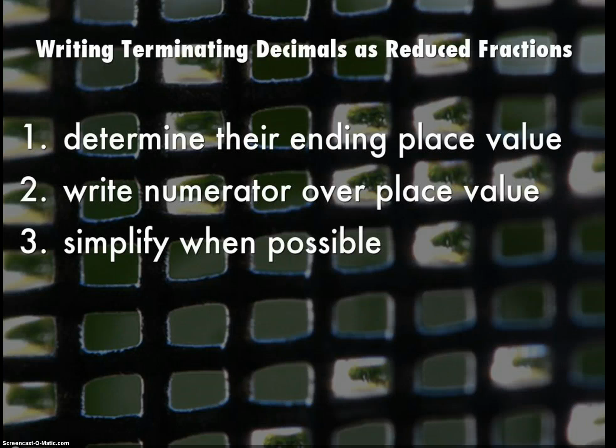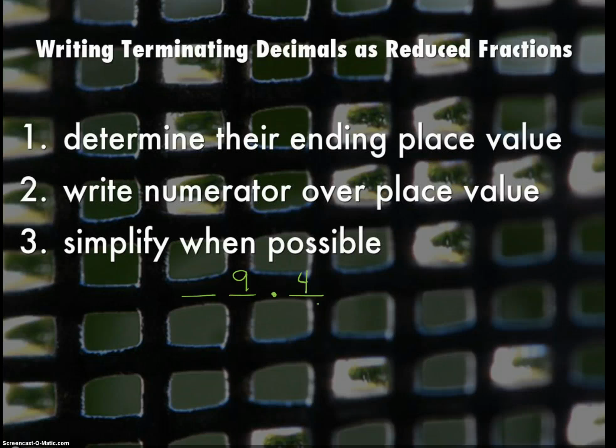So to write a terminating decimal as a reduced fraction, you first have to know your place values. So your place values before the decimal and after the decimal. A mixed number will have numbers before the decimal because it'd be higher than 1. So you might have like 9 and 4/10ths. That would look like this, 9 and 4/10ths.